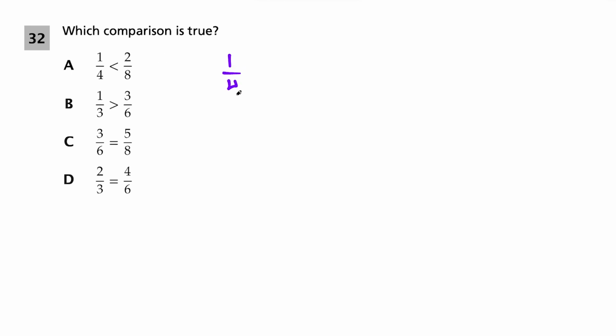So when I think of something like 1/4 is less than 2/8, I focus on the denominators. I have a denominator of 4 and a denominator of 8, and I think about how I could get them to match. I think of the least common multiple between both of those numbers.